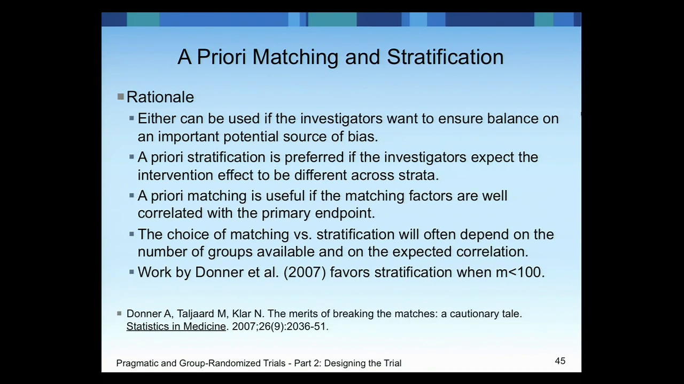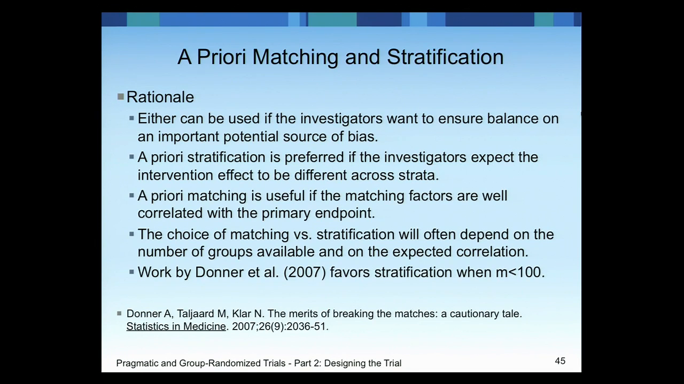A priori matching is useful if the matching factors are very well correlated with the primary endpoint and can improve power more than a priori stratification can. The choice then often depends on the number of groups that you've got available, on the expected correlation.